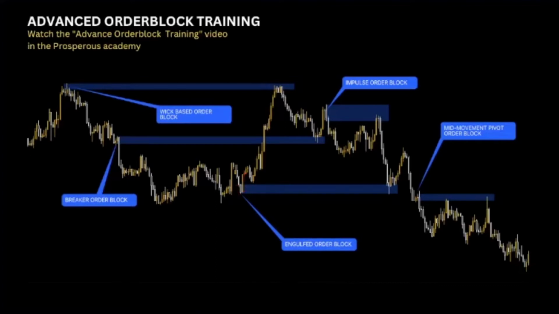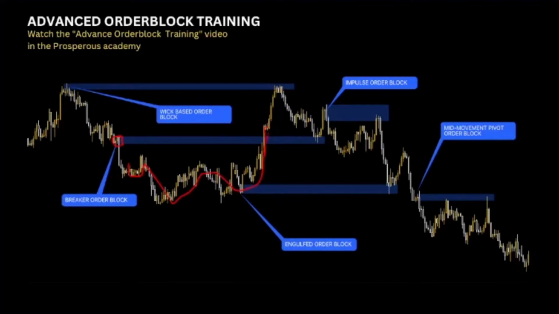Now we have something called breaker order block. These ones are important because these ones tend to confuse people. What is a breaker order block? So you have an order block here, and market does its thing. When it comes to the order block, what does it do? It shoots straight through. Why? Because this order block, instead of rejecting the market, it actually accelerates the momentum of the market.